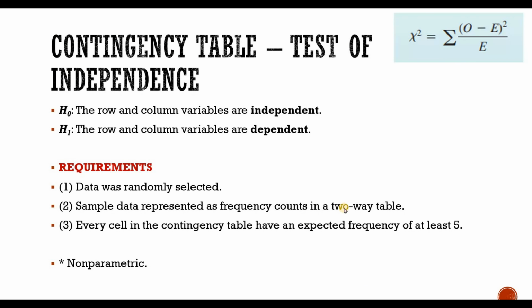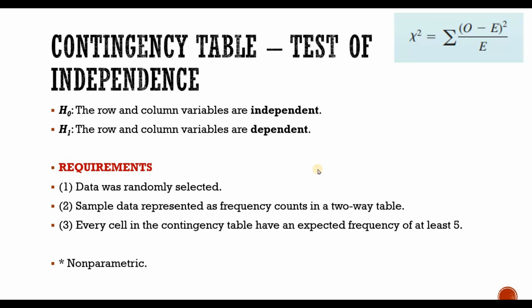So in the chi-square test of independence, the null hypothesis is that the row and the column variables are independent, and we'll discuss later on what row and column variables are. And the alternate hypothesis would be that the row and column variables are dependent on each other. So just remember, the null is that they are independent. The alternate is that they are dependent.